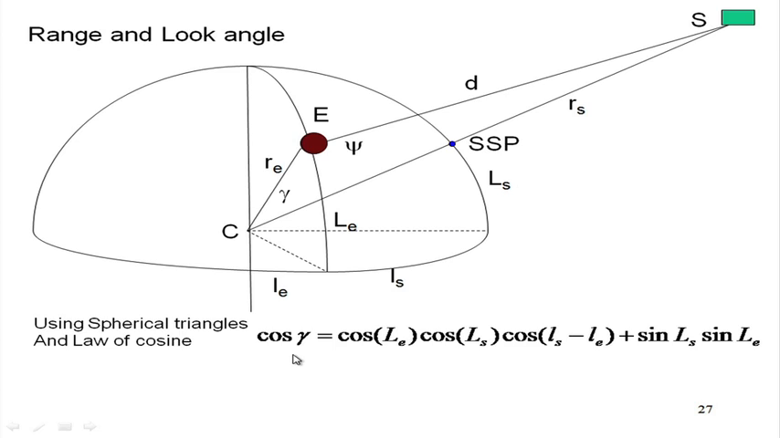So, cos gamma is expressed as cos of latitude of earth station multiplied by cos of latitude of the subsatellite point, multiplied by cos of the difference between longitude of earth station and subsatellite point, plus sine of latitude of the subsatellite point and sine of latitude of the earth station. This is the cos gamma. So, you can find out gamma, and you can go back to the previous expression, put in the sine gamma and cos gamma values, and you will find the elevation.